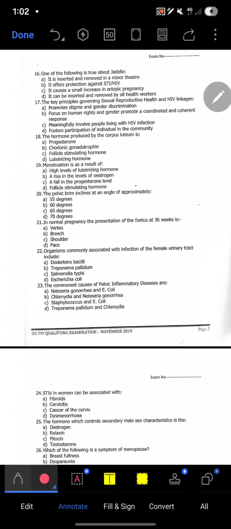Question 16. One of the following is true about Jadelle, and the correct answer is C, that it causes a small increase in ectopic pregnancy. Question 17. The key principles governing sexual reproductive health and HIV linkage. The correct answer is B, which is focus on human rights, gender, and promote coordination and coherent response.